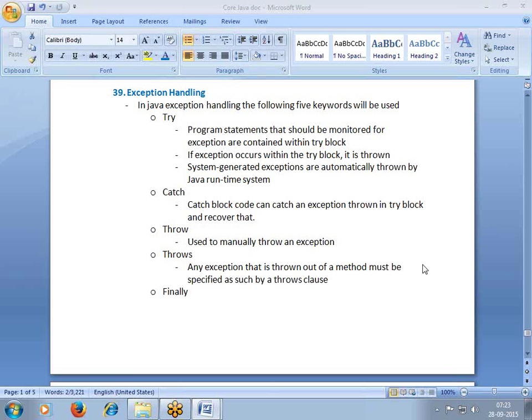Throws means suppose there is any error that may occur during the Java program execution. If any error occurs, that error should be handled by using a catch block. Understand? Otherwise, that program execution will be stopped. If you handle that error using a catch block, we can continue the execution.